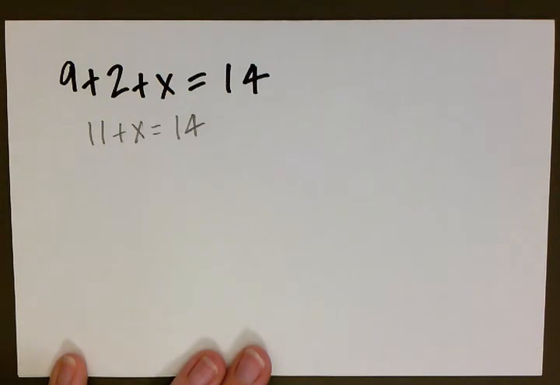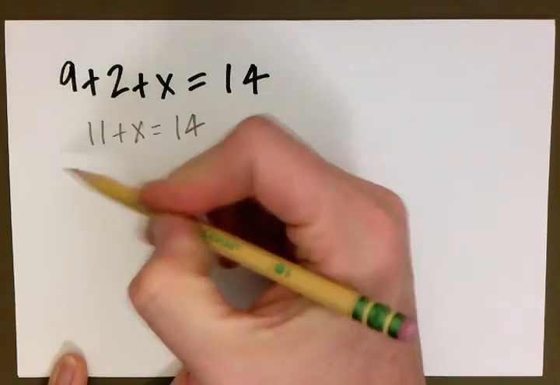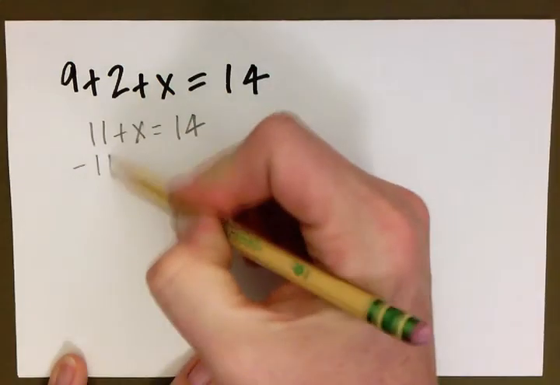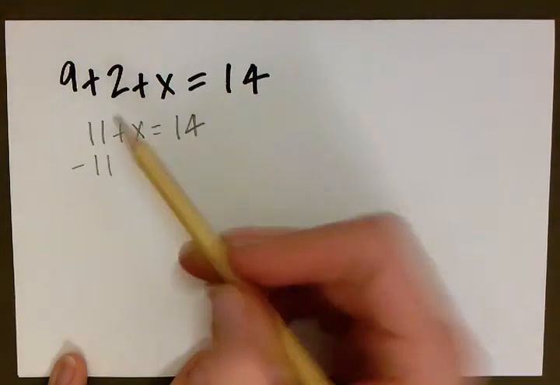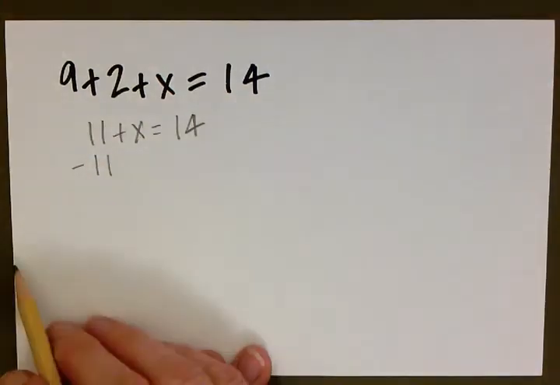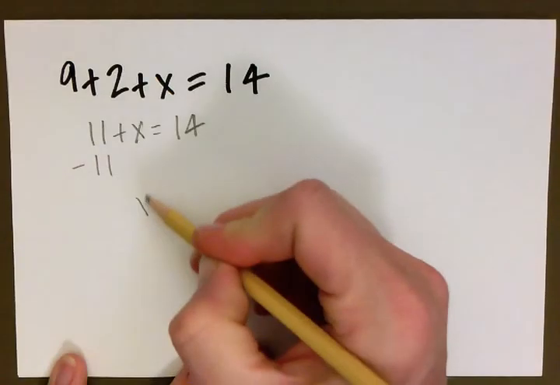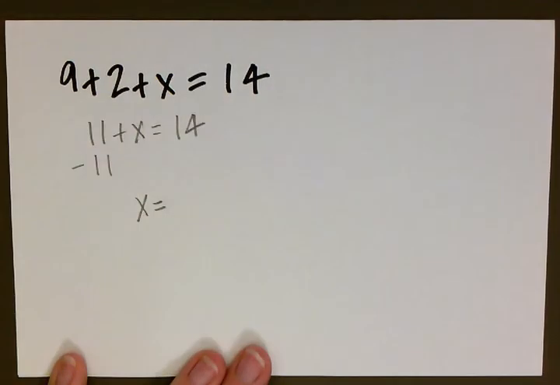We are adding 11 to the x right now, so in order to do the opposite operation to get x all by itself on that one side of the equation, what we want to do here is subtract 11. When we do that, 11 minus 11 leaves us with nothing, and that, in fact, leaves us with x all by itself on one side of the equation.